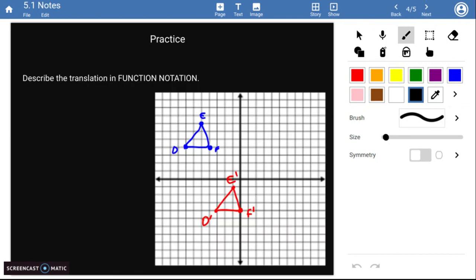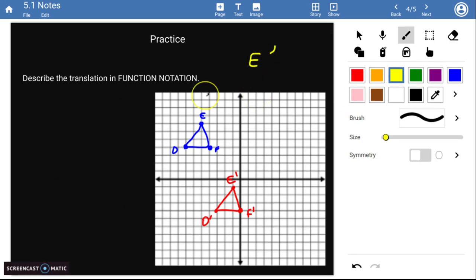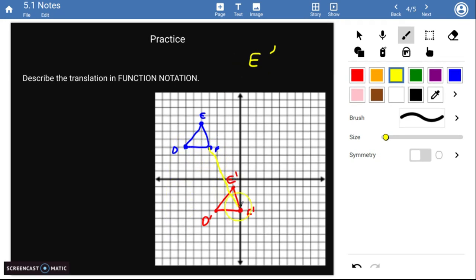Okay, now here's an example. Describe the translation using function notation, so the one that has the T. First of all, we can connect these two things. When it has this little apostrophe, that means prime. That means what happened to the letter after it was translated, or reflected or dilated or anything. So let's connect the points: F to F prime, E to E prime, D to D prime. There's no point in really doing that, other than it makes it look like a 3D figure, so that's something you might have to do.